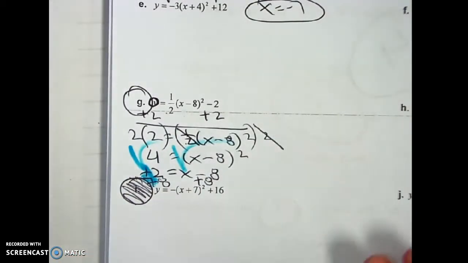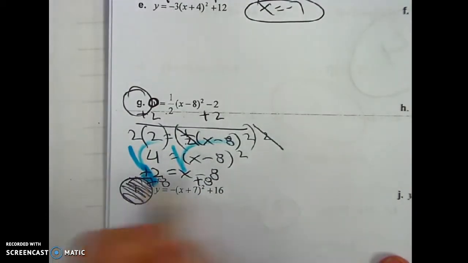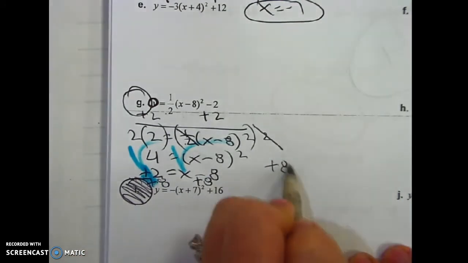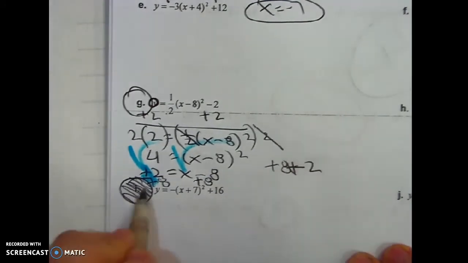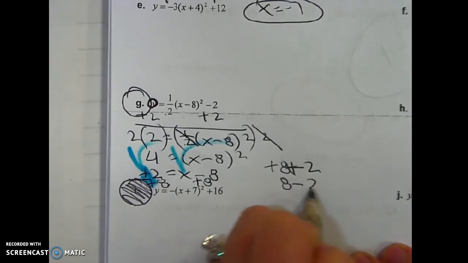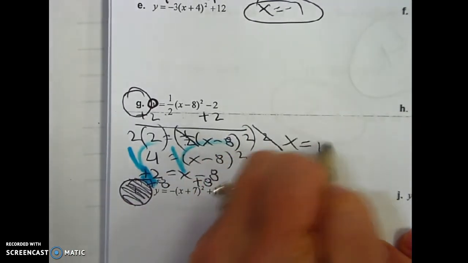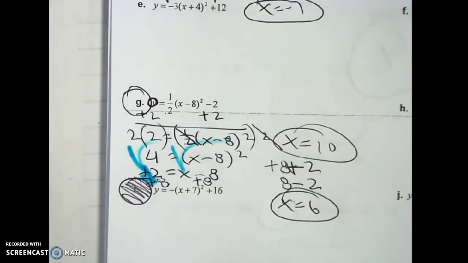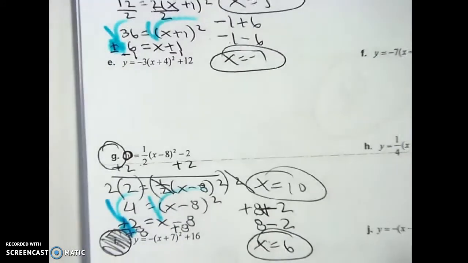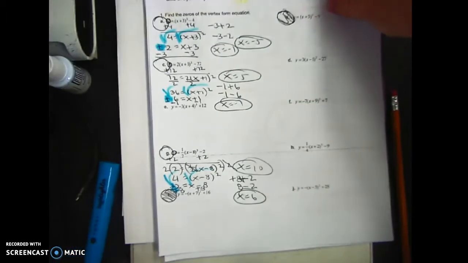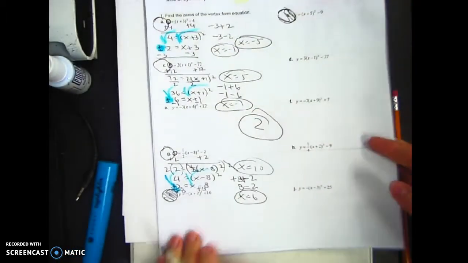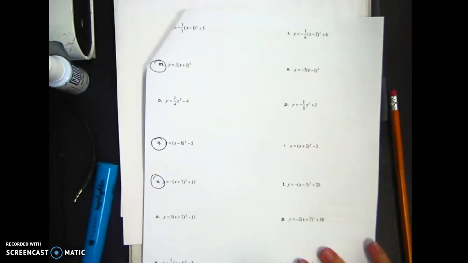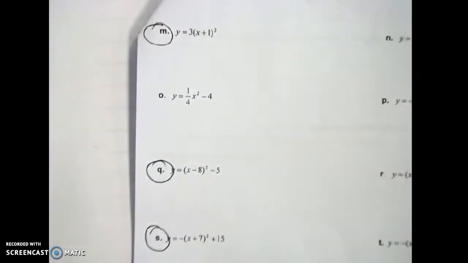I have two options for answers, positive 8 plus 2 and positive 8 minus 2. 8 plus 2 is 10. 8 minus 2 is 6. Getting this page done will be worth 2 points, but we're not done with the lesson. Turn the page. This page will be worth 2 points as well, but we're going to do some of the problems together.